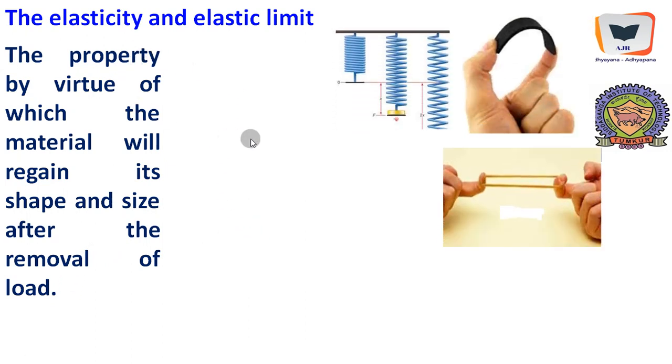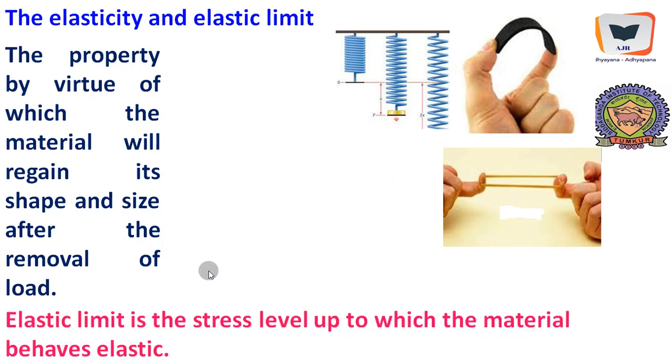This elastic property of mild steel, high strength steel, aluminium, copper has been meticulously used in developing springs and developing materials or components which can bend and which can regain its shape. And you have seen the rubber band, when you release the load, it will go back to its original position. Elastic limit is the stress level up to which the material behaves elastic.